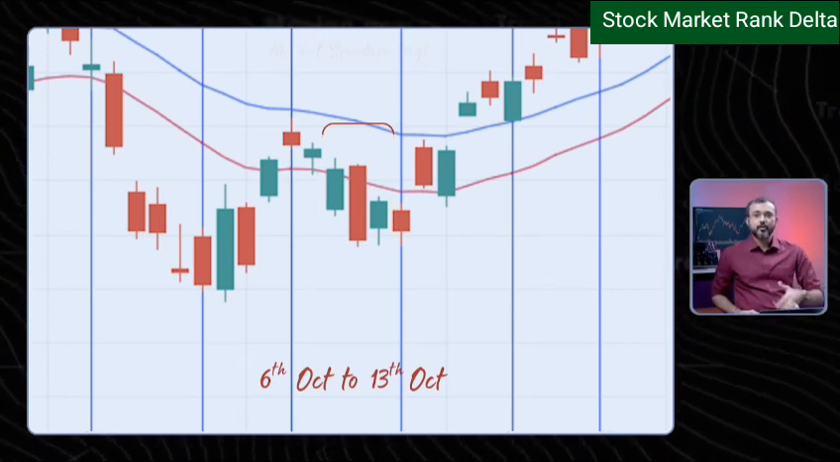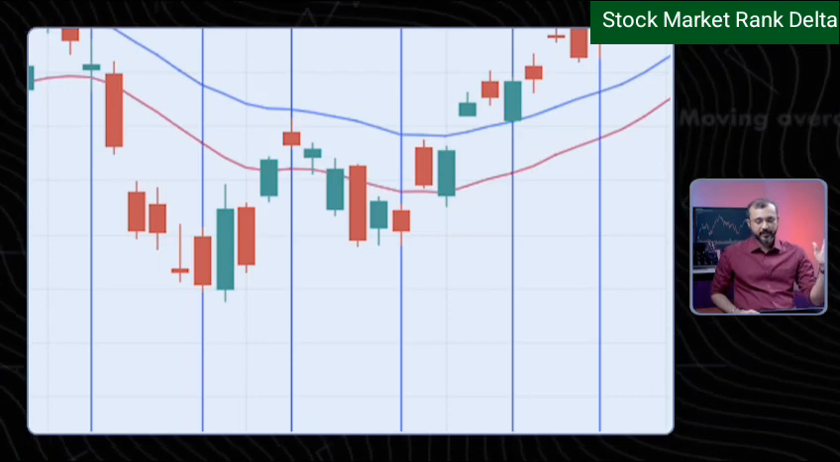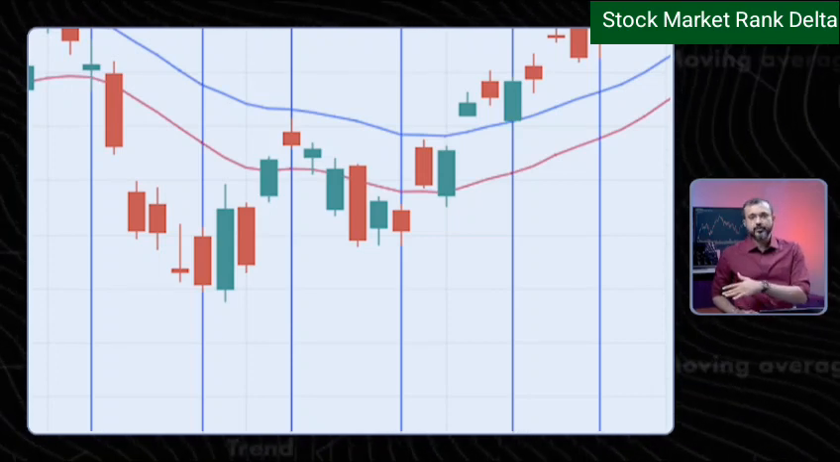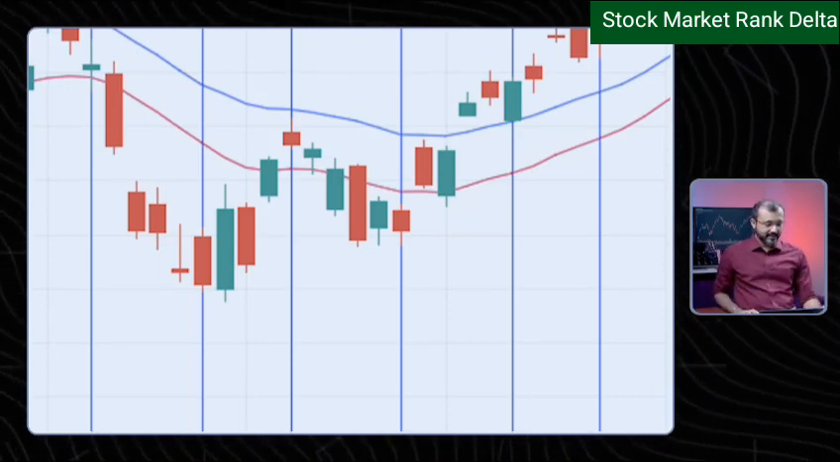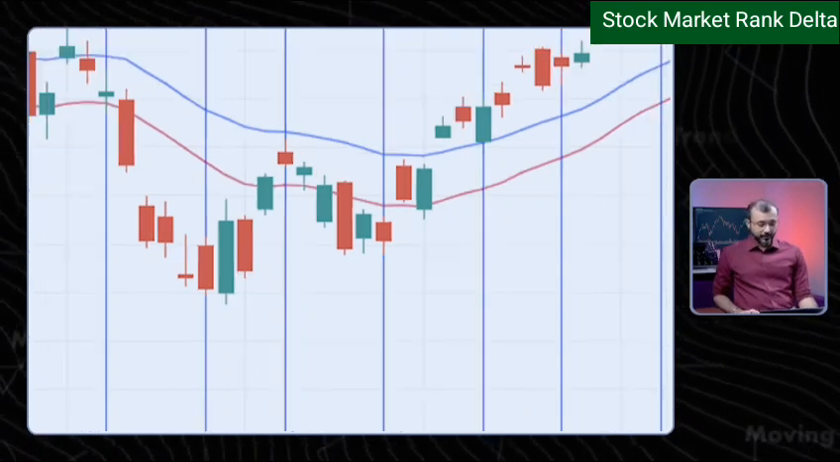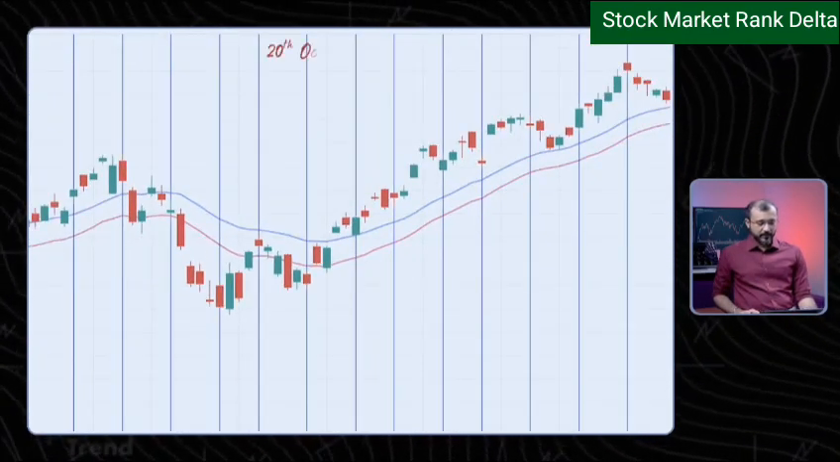Market structure high getting formed on the option chart on the 15-minute time frame. From there we participate. The option has gone to zero. The next trade was initiated on the 43rd week, from 20th of October to 27th.